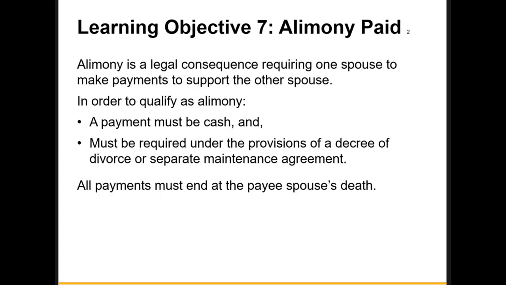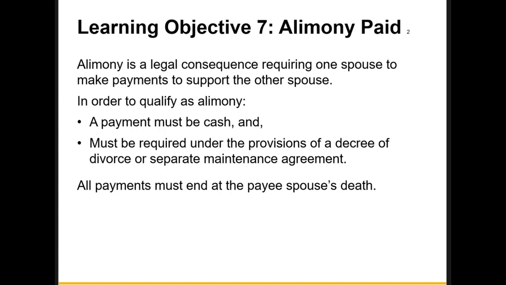So, how does it qualify as alimony? Well, we're pretty specific in the tax law about what counts. First of all, it has to be in cash. Okay, no payments in kind, no giving of property to the other spouse. Okay, so we're talking about payments required under the divorce decree. So there's a written agreement that says you've got to pay this amount of money every month or every year or whatever it says. It has to be in cash, and it has to end with the payee spouse's death.